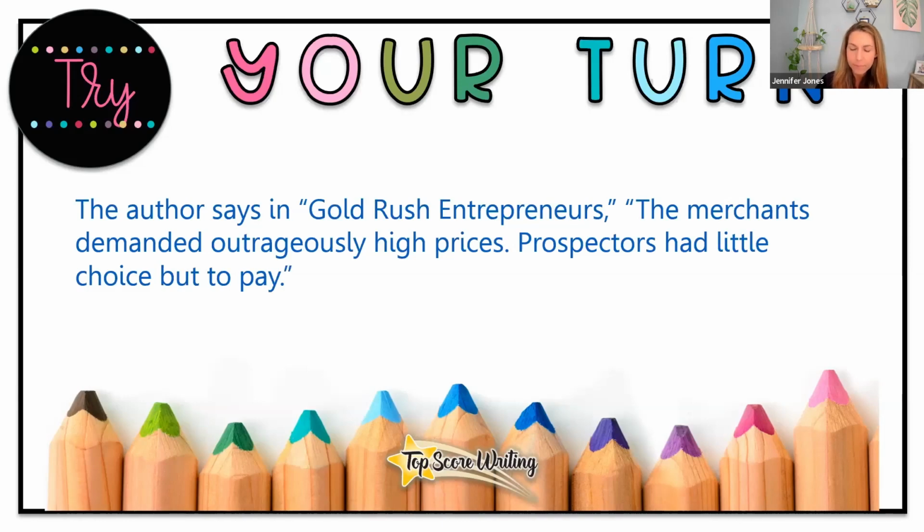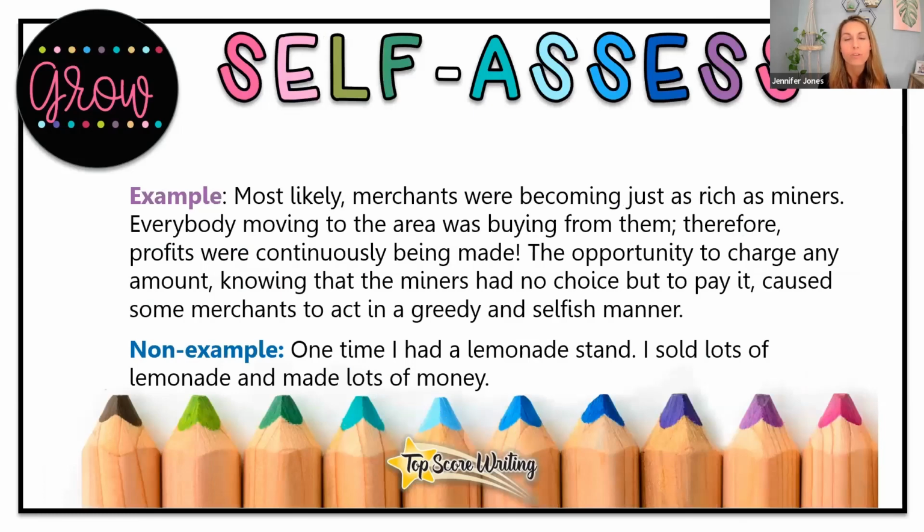All right, let's go over some examples now. And again, your own thoughts and ideas, of course, are going to sound different from mine. All of us should have unique own thoughts and ideas. So what I came up with is, most likely merchants were becoming just as rich as miners. Everybody moving to the area was buying from them. Therefore, profits were continuously being made. The opportunity to charge any amount, knowing the miners had no choice but to pay it, caused some merchants to act in a greedy and selfish manner. So in my own thoughts and ideas, I was making inferences. I was thinking about what I know and thinking about what I read. And from there, I was drawing some conclusions about the merchants' behaviors and perhaps why they chose to act in that manner.